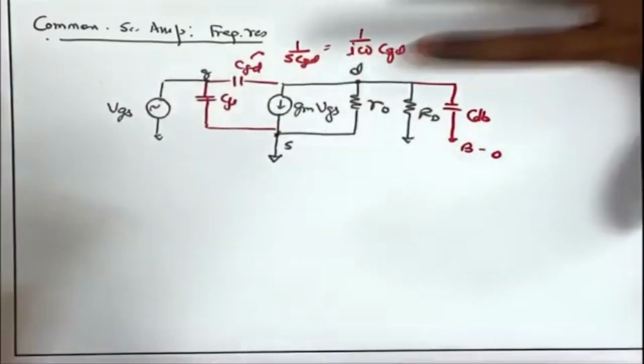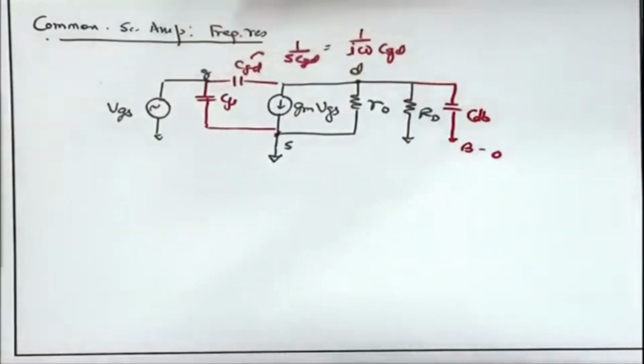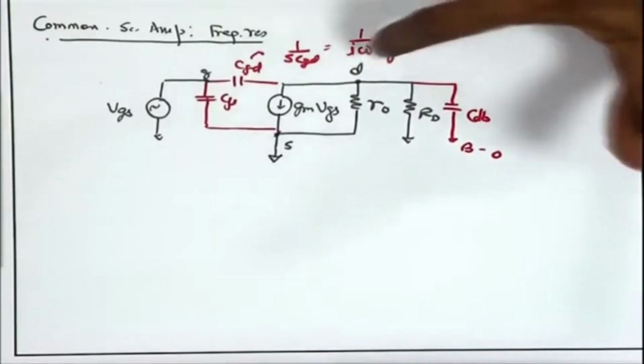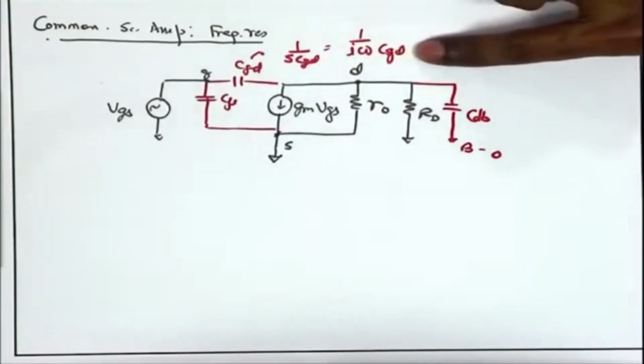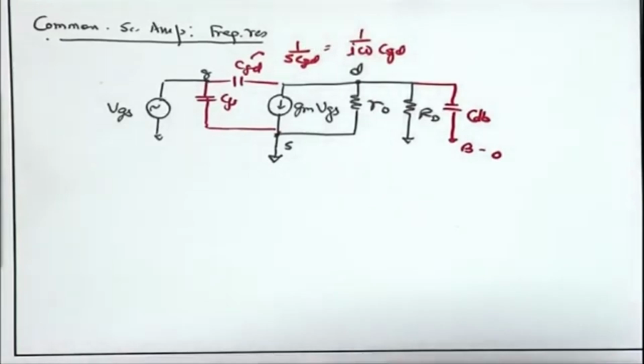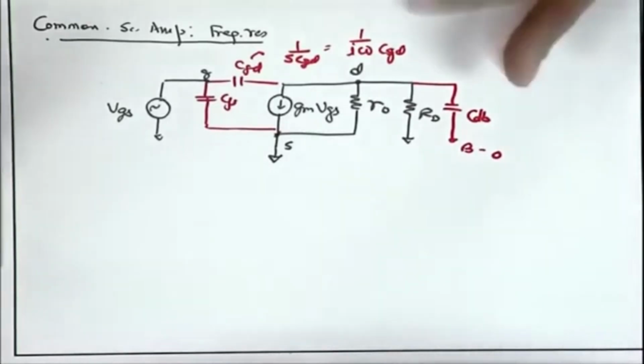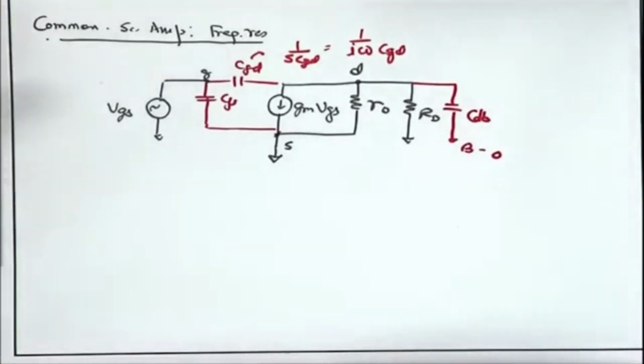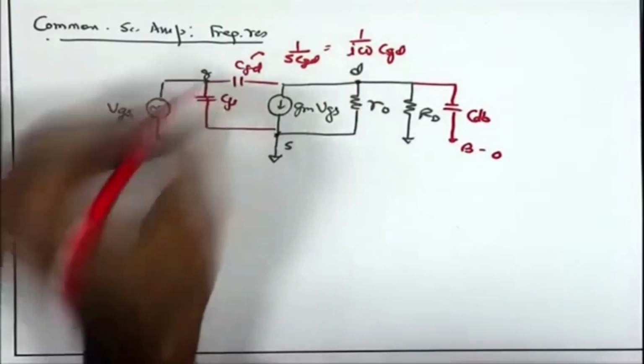So, in general in network theory, if you have any capacitances or inductances, you can replace them by their corresponding complex impedances, denoted by 1 upon SC in the case of a capacitance, and then the rest of the analysis is just like KCL or KVL analysis. So, here we can solve for these two unknown node voltages.